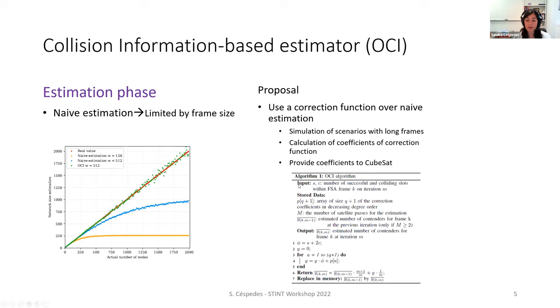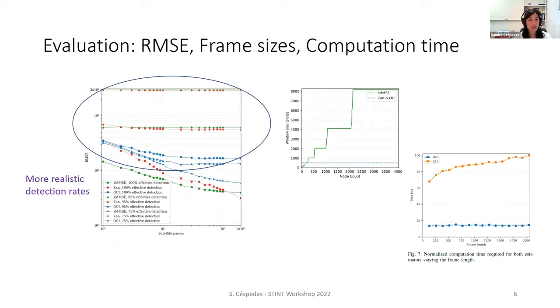So with that, we have a low cost estimation mechanism that is not costly in terms of computing time or in terms of memory storage. So what we did was to compare our mechanism with two others that were available in the literature and that were able to be adapted to this scenario.